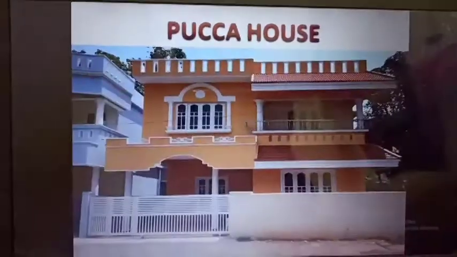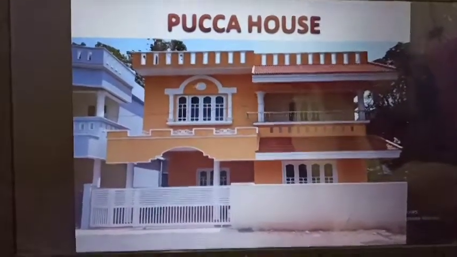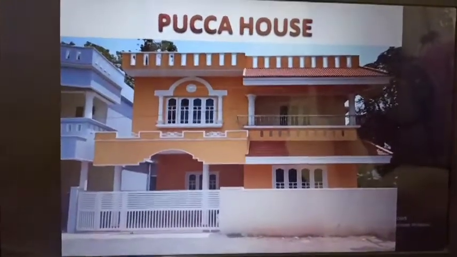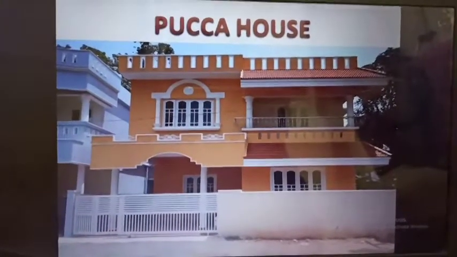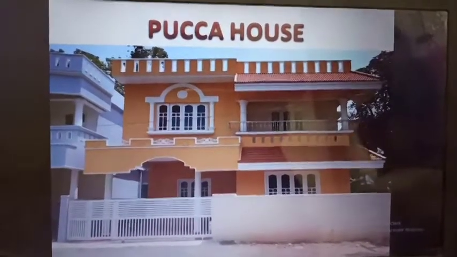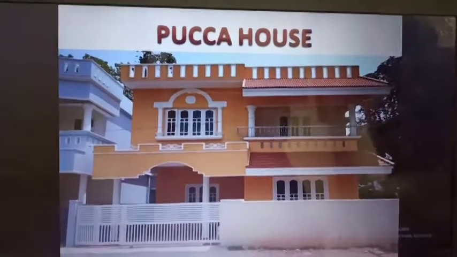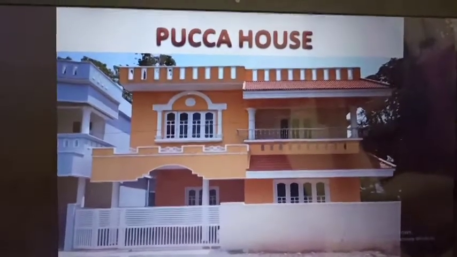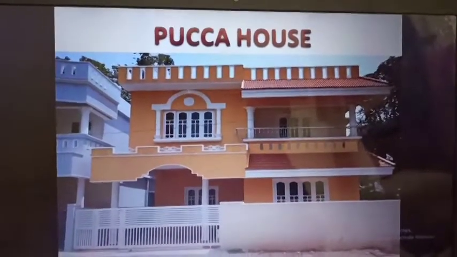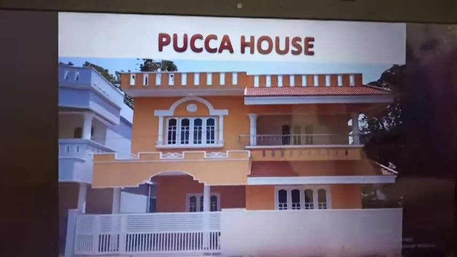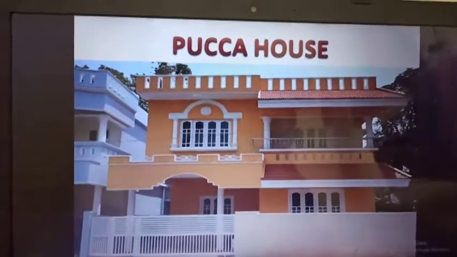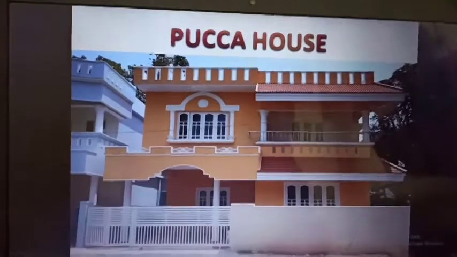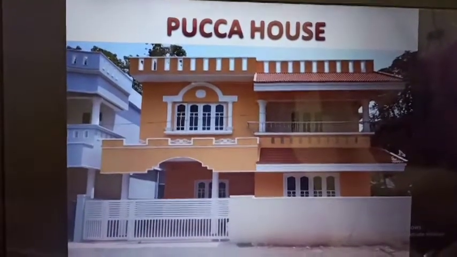So next, let's see the pakka house. You see, it is just like our houses, how we are living. So this is a pakka house, and it is stronger as compared to the kacha house, because it is made up of bricks, steel, or we can say cement, and sand and stones. All these are strong materials. So that's why it is a very strong house.